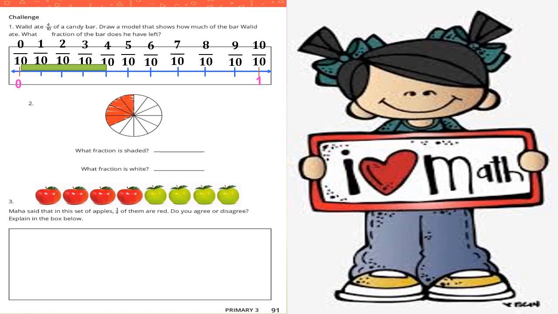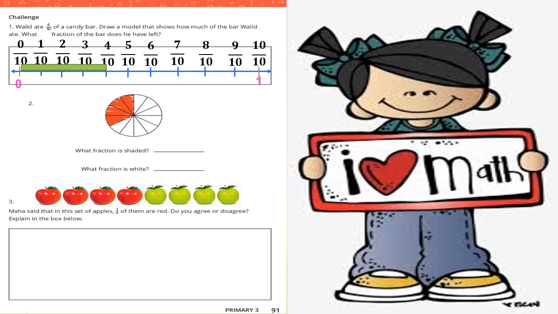Here I have, Walid has 10 parts. He ate 4 parts. How many parts did he leave? Left means what? Left means minus. So make 10 minus 4 equals 6. So the parts Walid left are 6 parts.